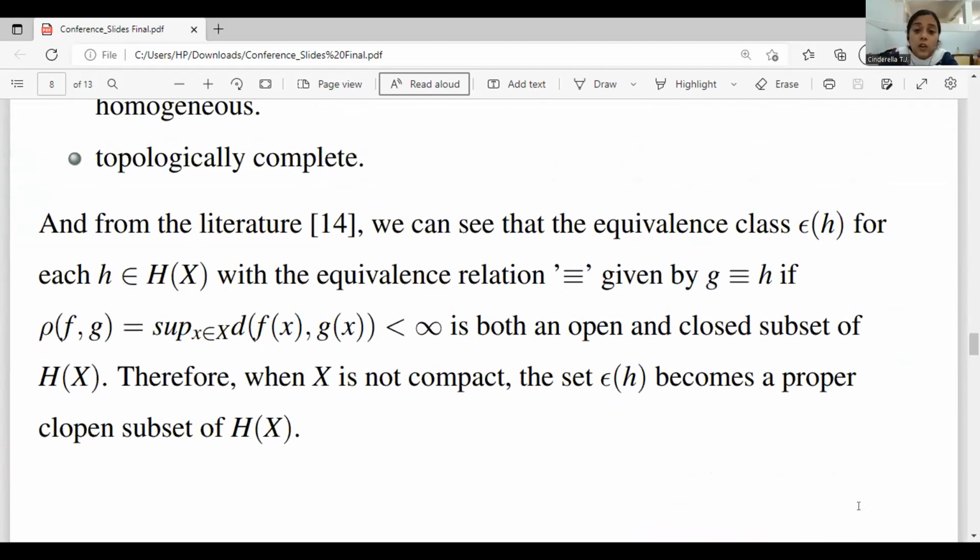Whereas if our space is not compact, we already have in the literature that the set epsilon of H, which is defined as given, becomes a proper clopen subset. That is, when our space is not compact, this becomes a separation, so that we can say that its space of homeomorphisms is not connected.